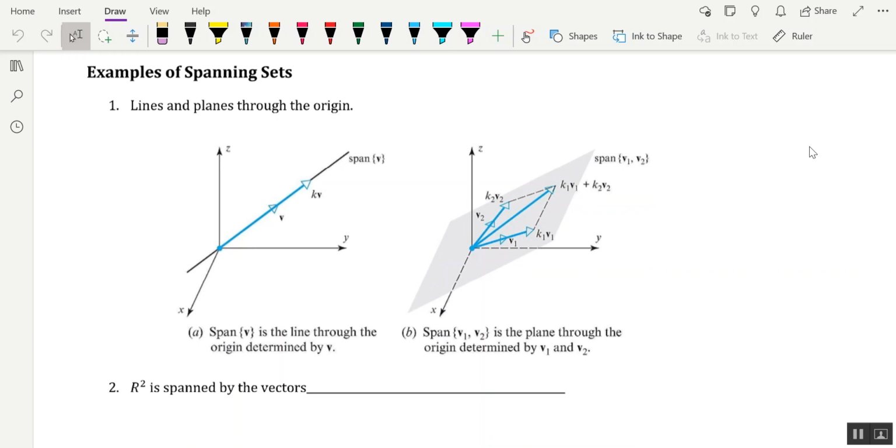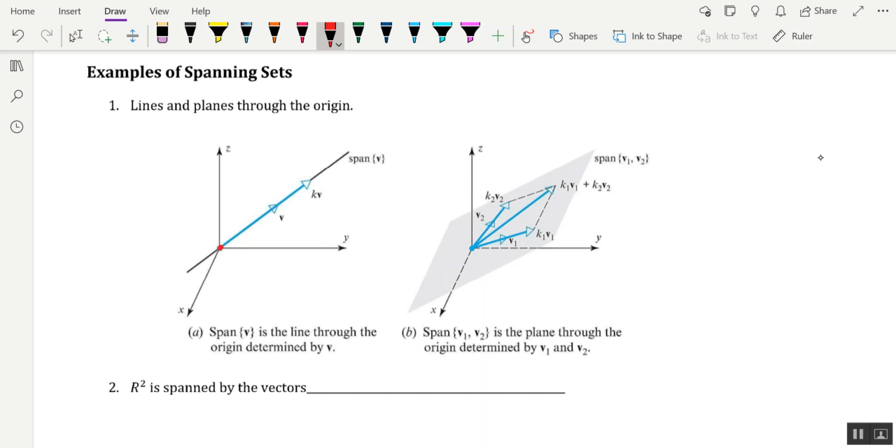The first set of examples consists of lines and planes to the origin. Now, we've already talked about how lines and planes to the origin are subspaces. We're going to take a look at vectors that create these subspaces. And a vector that will create the subspace of a line to the origin would be a vector lying along that line with its tail attached to the origin, as you're seeing here.